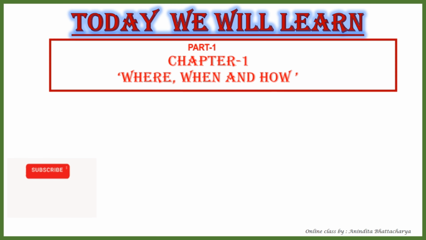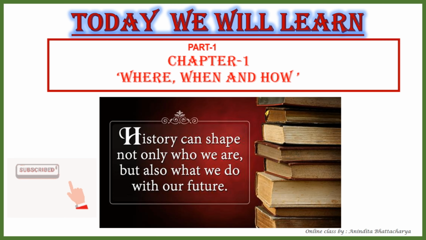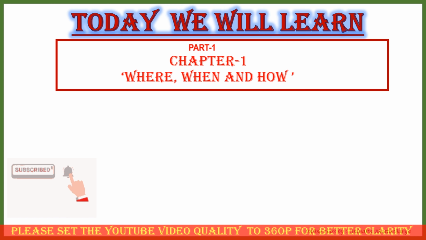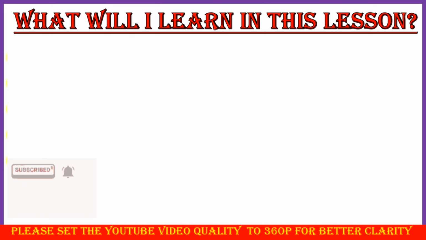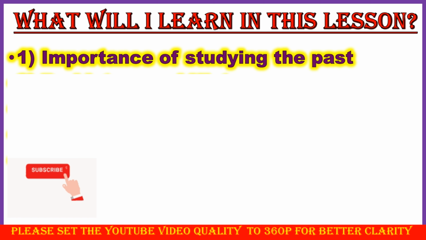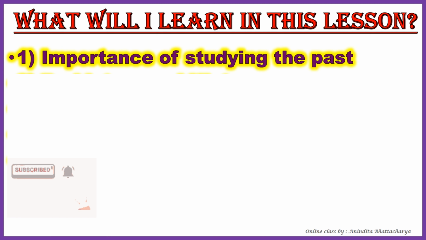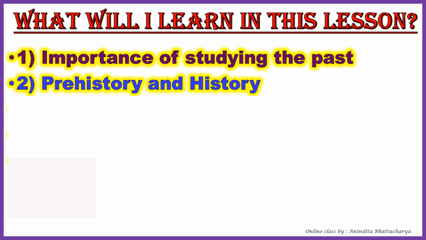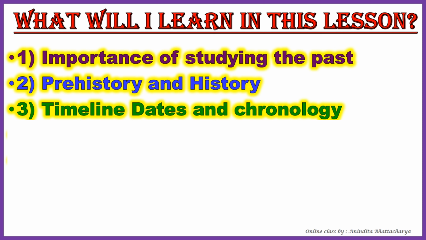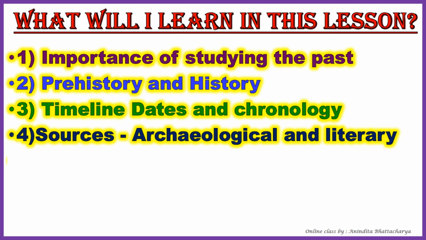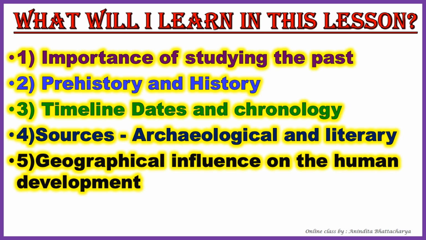Today we will start the first chapter of history, that is where, when and how. So let's check what are the learning objectives of this chapter. This chapter contains the meaning of history, importance of studying the past, what is the meaning of prehistory and history, timeline, dates and chronology, sources, archaeological and literary, geographical influence on the human development.